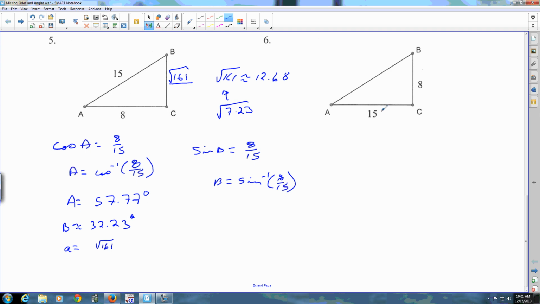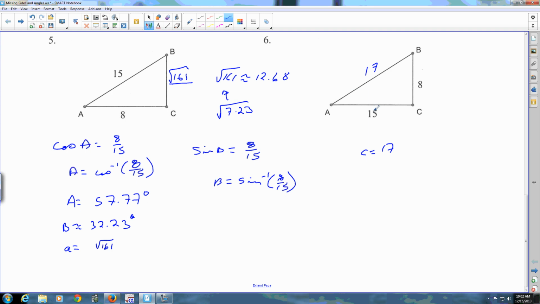All right. This one, the only difference is you're not told the hypotenuse. So remember, when you're not told the hypotenuse, you're going to add these things together. So you got 15 squared plus 8 squared, 289. Square root of 289 is 17. So the hypotenuse is 17. So that would be C, little c is 17.